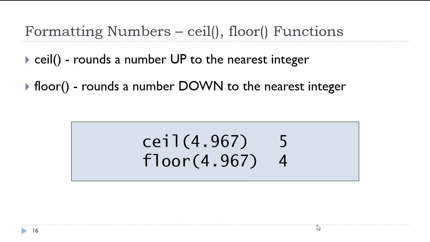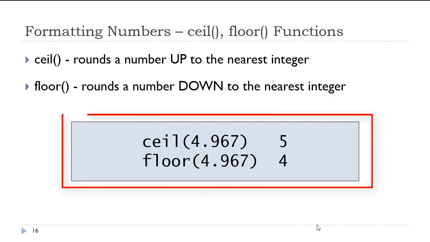Two other useful functions are ceil and floor. Ceil will round the number up to the closest integer. Floor will round the number down to the nearest integer. And here we have an example using the same number. Ceil rounded our decimal to a 5. Floor rounded it to a 4.